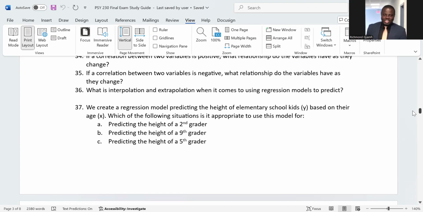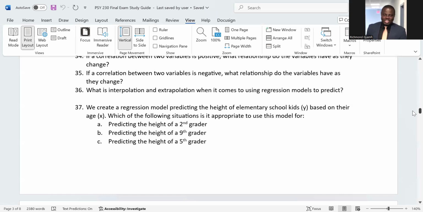Extrapolation is dangerous, and you don't want that situation. Now, look at 37. We create a regression model predicting the height of elementary school kids, Y, based on their age. Which of the following situations is appropriate to use for this model? Remember, we are looking at the height of elementary school kids.